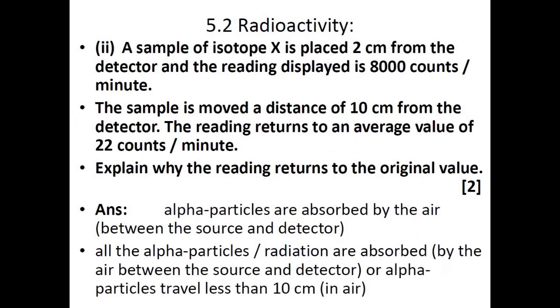A sample of isotope X is placed 2 cm from the detector and the reading is 8000 counts per minute. The sample is moved to a distance of 10 cm and the reading decreases to an average of 22 counts per minute. Explain why the reading returns to the original value. Alpha particles are absorbed by the air and they cannot travel for more than a few centimeters. If your detector is 10 centimeters away from the radiation source, all the alpha particles would be absorbed by the air. Hence, no alpha particles would reach the detector. It would only detect the background radiation.